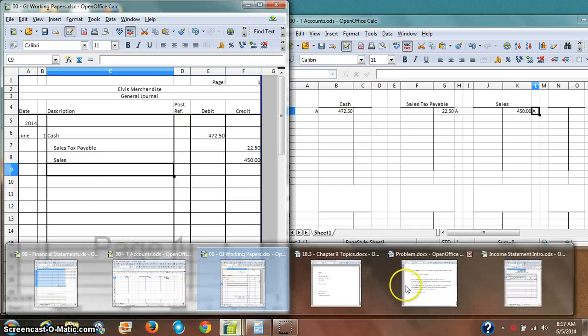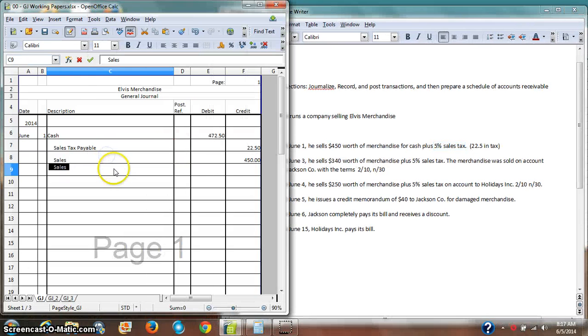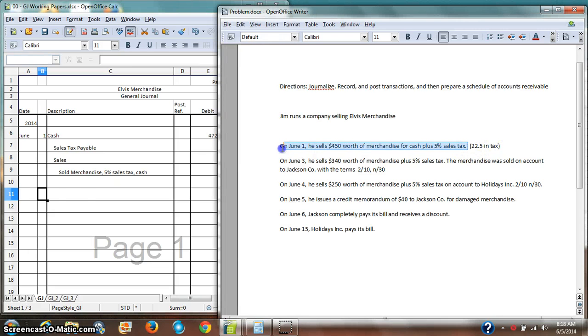I also need to enter a description here for what just happened. It'll be really simple here. I'll just say sold merchandise. Put in the sales tax. There's that. Sold merchandise, and I'll also indicate the cash transaction. They paid cash. And then that makes me done with this first line here.